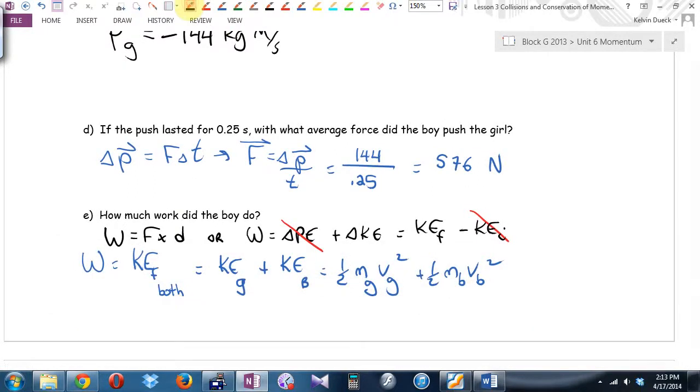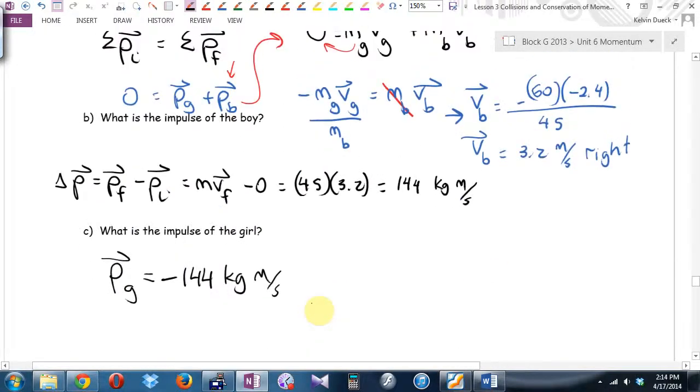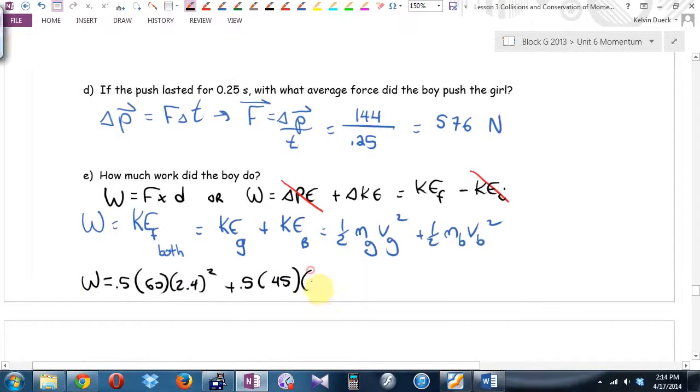All righty. Well, let's see. 0.5. What was the mass of the girl? 60? What was her, careful, speed? Scalar. I don't need to put the negative velocity in, just her speed. 2.4 squared? Plus 0.5. The boy was 45, right? And what was his speed? Oh, we calculated that, didn't we? 3.2 squared.